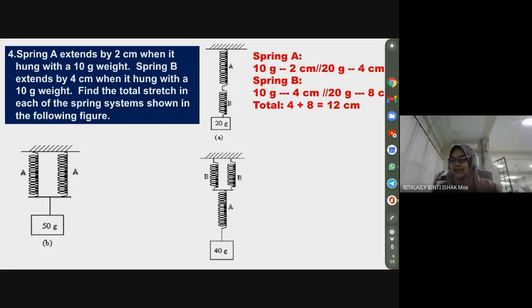Okay, very good. Both spring A and spring B will experience the 20 gram weight. For spring A, for every 10 gram, the extension is 2 cm. Therefore, when 20 gram is hung, the extension will be 4 cm. Whereas for spring B, the extension will be 8 cm, and we need to add both extensions of A and B, and we get 12 cm. Okay, very good. And then let's look at B.